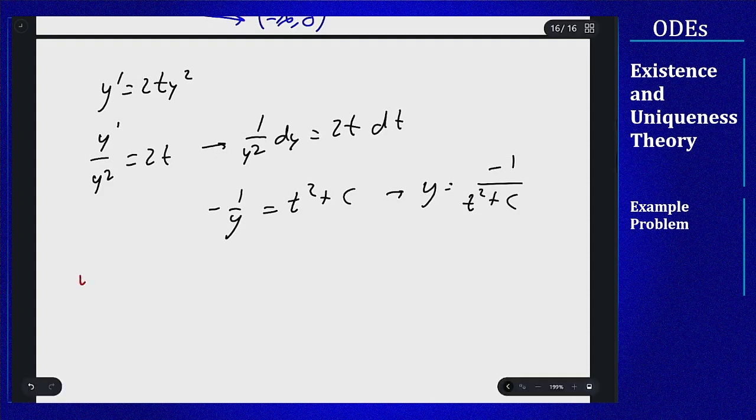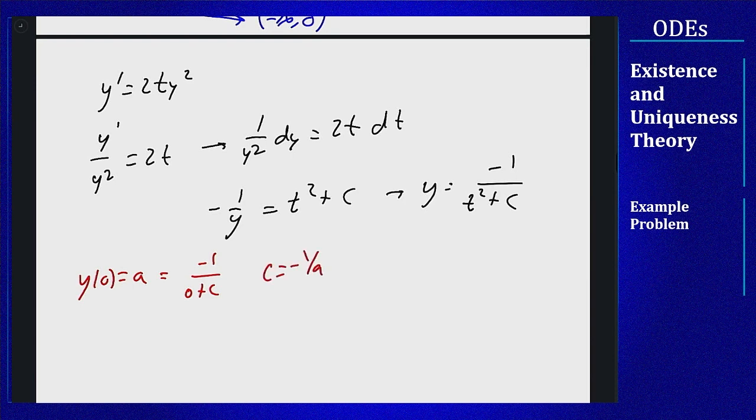So y equals negative 1 over t squared plus c. If we start with y of 0 equals a as part of the problem statement, we can then solve for c. This should be negative 1 over 0 plus c. So c is negative 1 over a, meaning our actual solution, y of t, is going to be negative 1 over t squared minus 1 over a, unless a is 0. If a is 0, the answer is just 0, because y equals 0 is a solution to the differential equation.